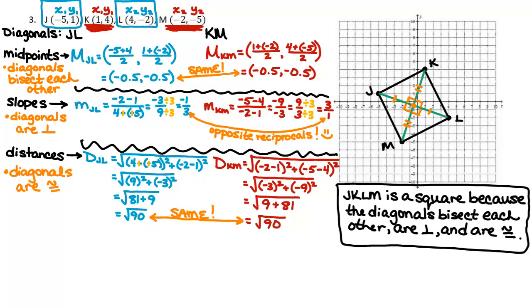So for every single one of these problems, for all the ones that are on your homework, draw your shape. So plot your points, draw your shape, draw in your diagonals. And then you're going to have to find these 3 things about both diagonals. You have to find both midpoints. You have to find both slopes. You have to find both lengths or distances. For slopes, you want them to be not the same, but opposite reciprocal. For midpoints and for lengths, you want them to be the same.